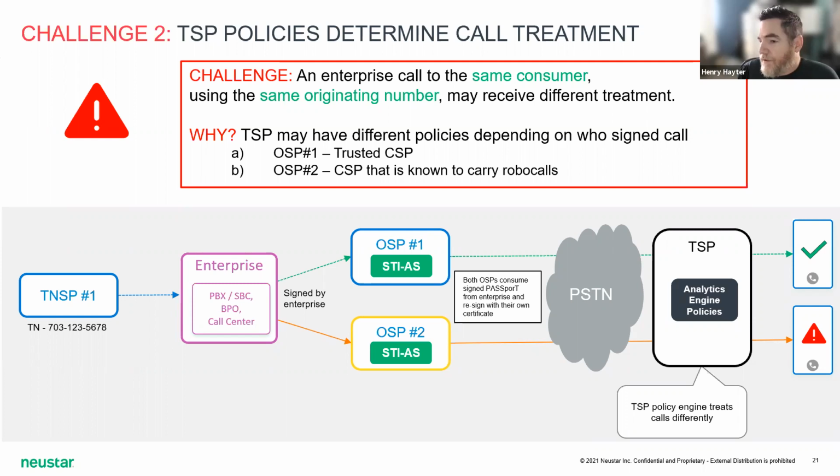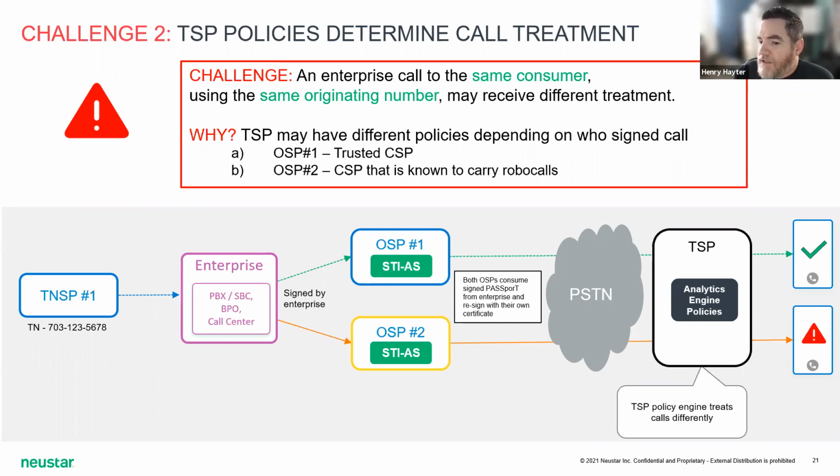Or if you're in a particular call campaign strategy that customers react poorly to, like collections activity or some telemarketing activity, then what ends up happening is the call, if it's scored at an 80 with a B-level attestation, right? And that would result in a tag that says spam with a question mark.